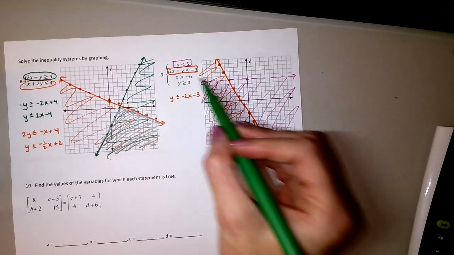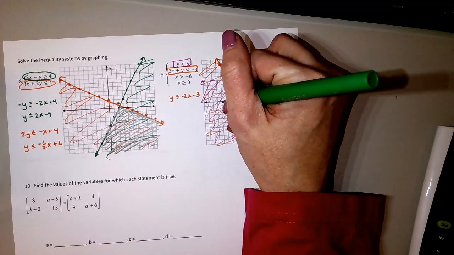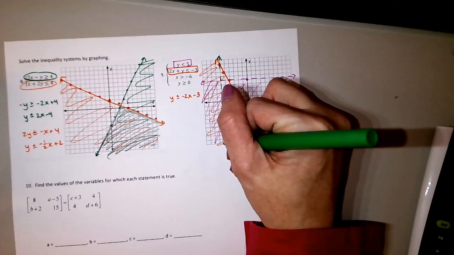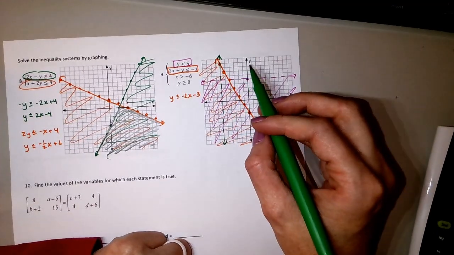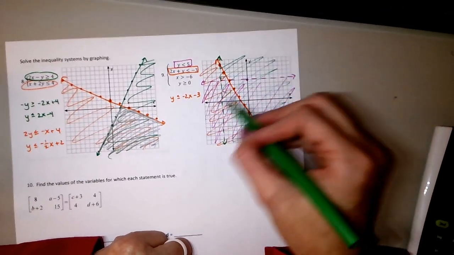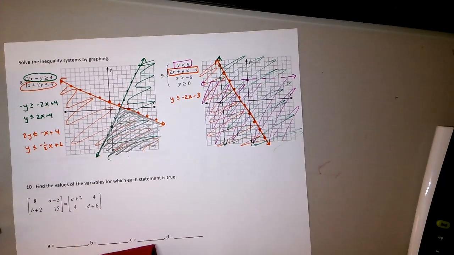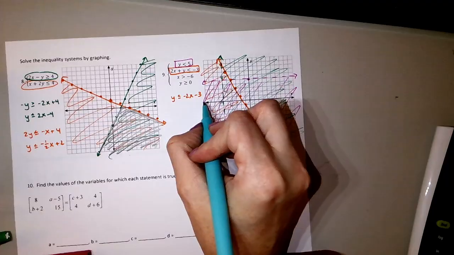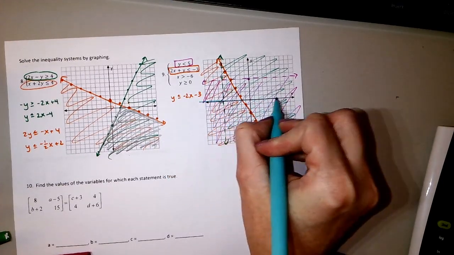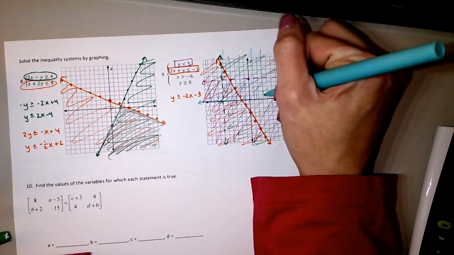X is greater than -6. -6 crossing the x-axis is a vertical line here. It's just greater than, so it doesn't have an equals to. And greater than is going to be this way. One more, y is greater than or equal to 0. Crossing the y-axis at 0 is here. It's solid because it has the equals to, and greater than or equal to 0 will be above.